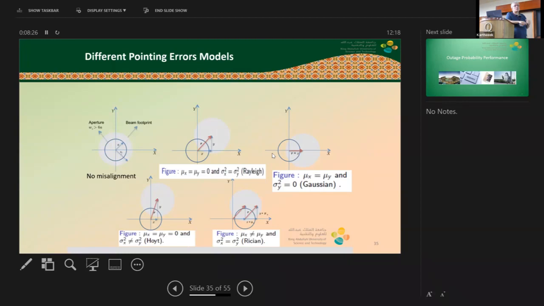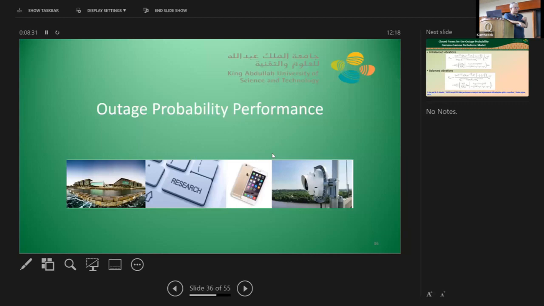Now, to make a long story short, what we're able to analyze is this: you take a gamma-gamma distribution, you take this pointing error, which is subject to Hoyt, you put everything together, and for those of you interested in these kinds of problems, you end up with a triple integral for the outage probability.